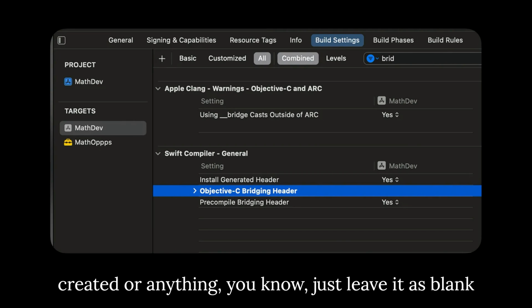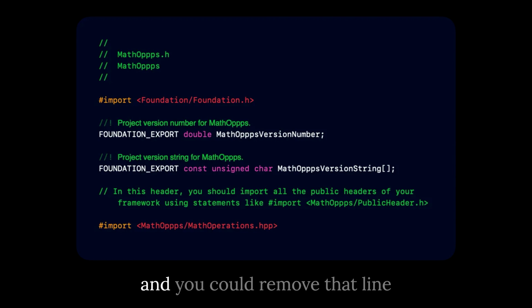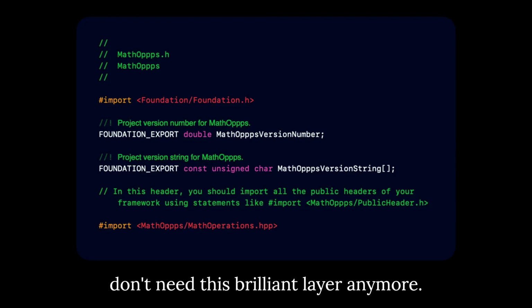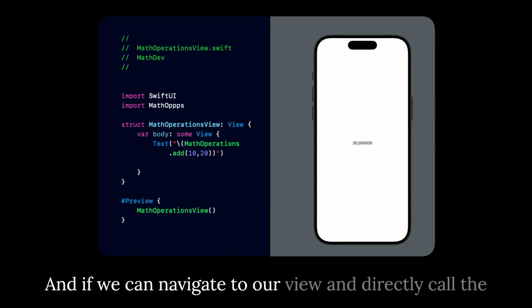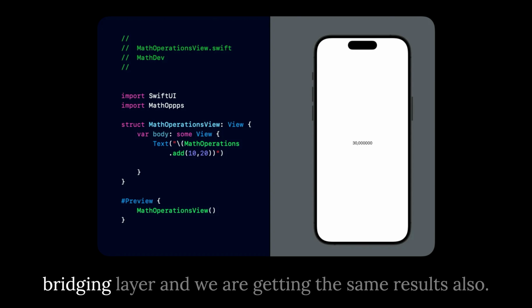So next, you can go to the MathOps H file, and you can remove that line of importing the bridge headers, and it's going to look like this. So we are telling our compiler, hey, we don't need this bridging layer anymore. And you can directly work with this C++ code. And if we navigate to our view and directly call the C++ code, we can see that we no longer need to call any bridging layer, and we are getting the same results also.